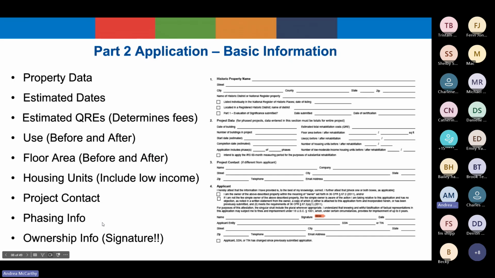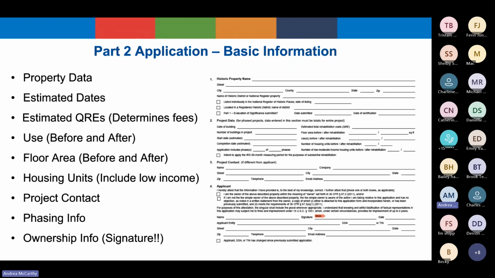All right, and so here's a closer look at the project information that we will require on the Part 2 application. You must include the property data, such as the address and the district, as well as construction date and number of buildings on the property. Estimated start and finish dates are also required, along with estimated QREs. These are only estimates. The final information will be presented on the Part 3 forms. However, the estimated QREs will be used to calculate your Part 2 fees.